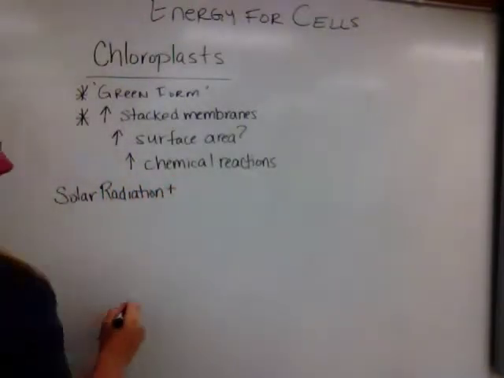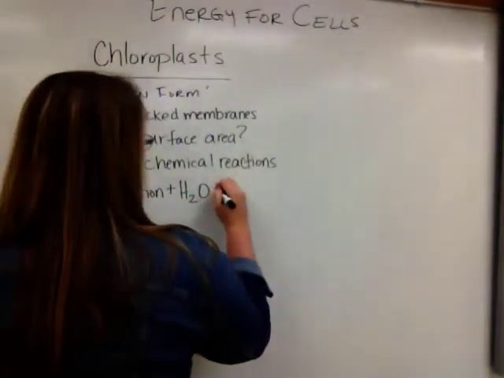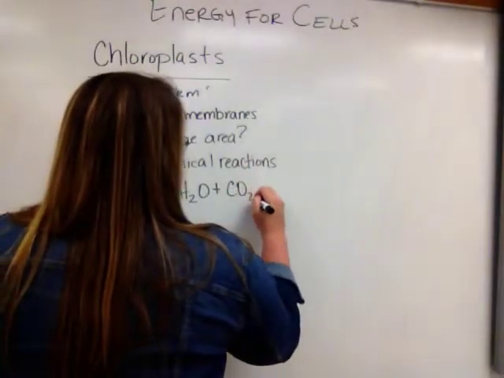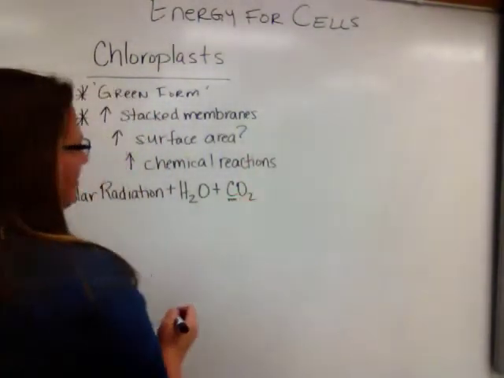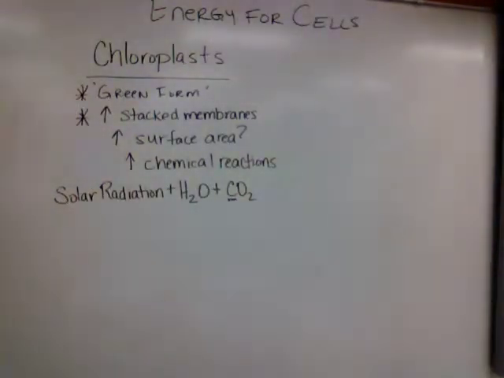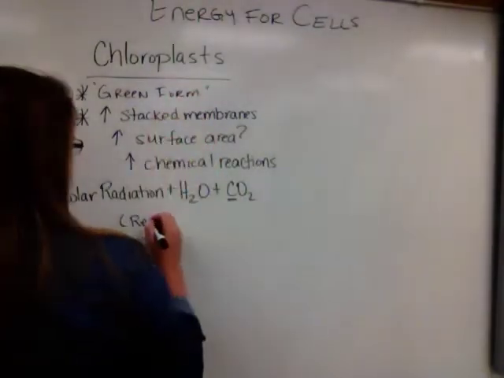You also know that plants need water and that plants need carbon dioxide from the air. Okay, we learned in the ecology unit that this is where we get those macromolecules, those building blocks, from the carbon dioxide in the air. And so these are the reactants, okay, of chloroplasts.